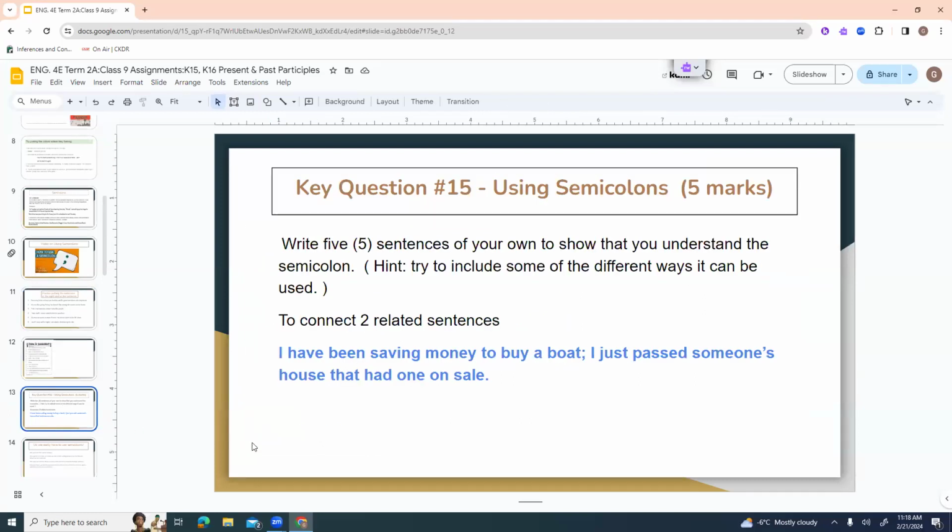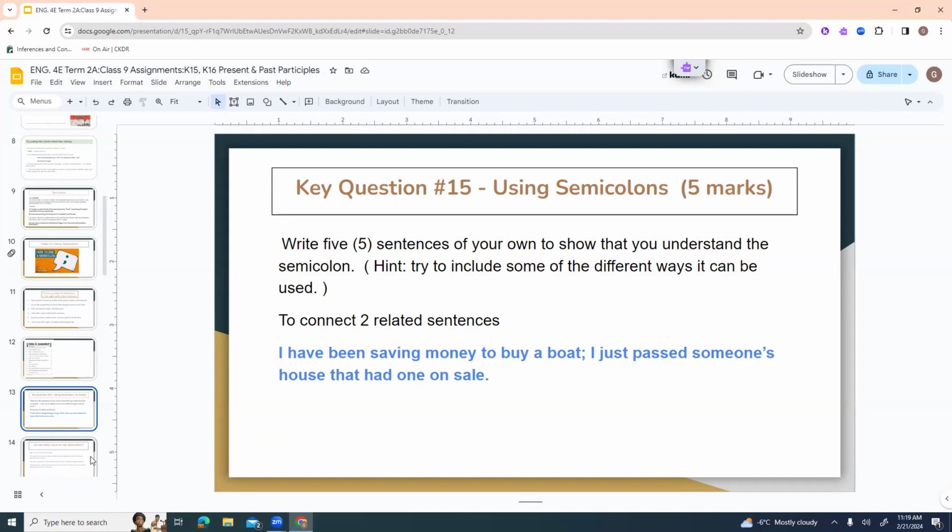Okay. So our first question or assignment, key question number 15, is using semicolons. It's worth 5 marks. Write 5 sentences of your own to show that you understand the semicolon. And we tried different ways, right? The most common one is to connect two related sentences. For example, I have been saving money to buy a boat; I just passed someone's house that had one on sale. So for these 5 clear sentences, they must use a semicolon.